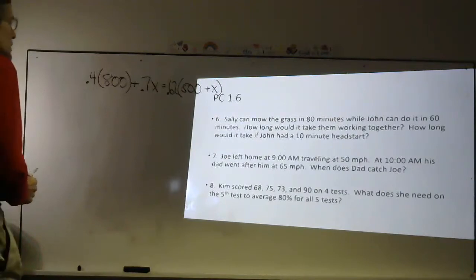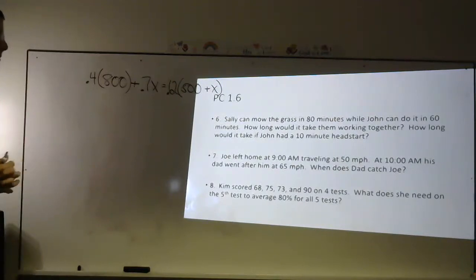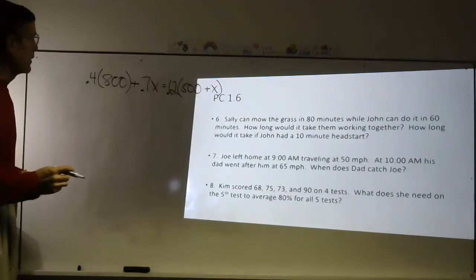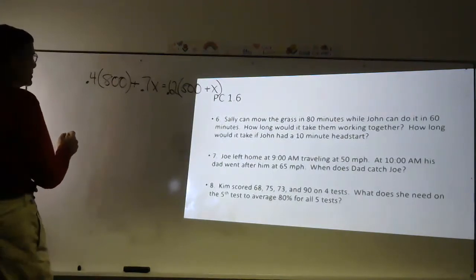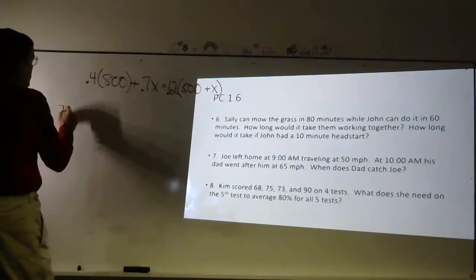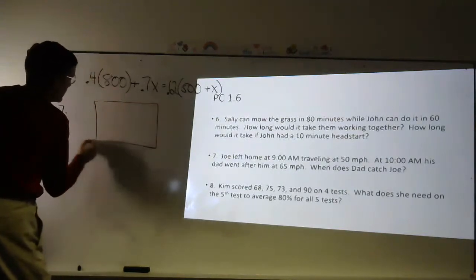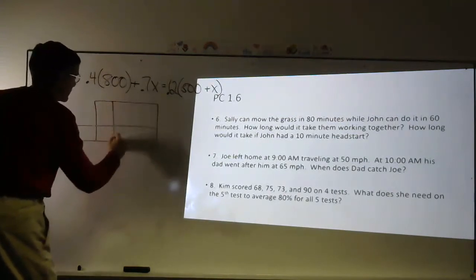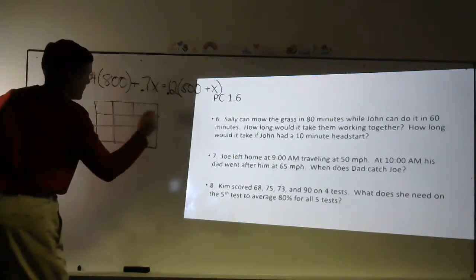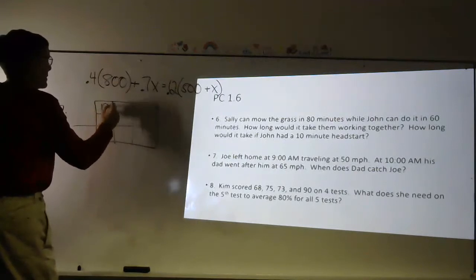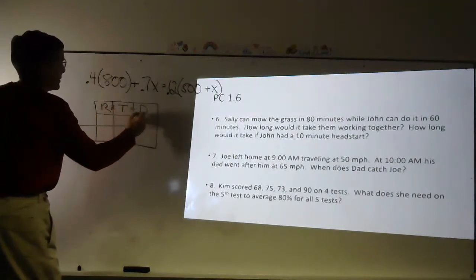Okay. How about number 6? Let's actually go down and do number 7 first, because it's a rate, time, and distance problem. And maybe this will bring back more fond memories of 8th grade algebra class. All right, number 7. Okay. When you're doing a rate, time, and distance problem, make a table. Rate times time equals distance.